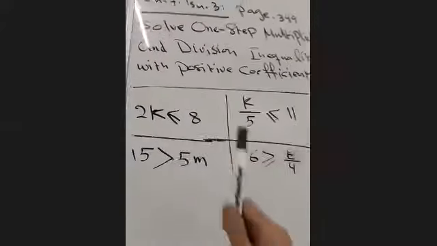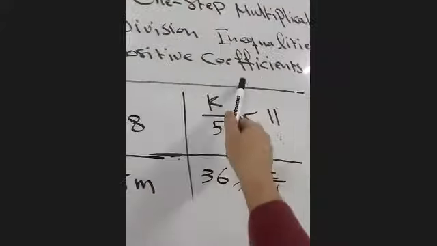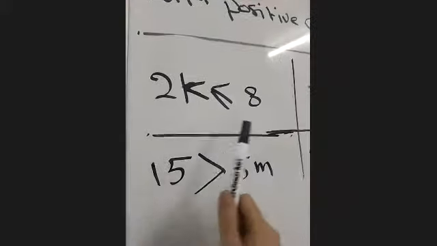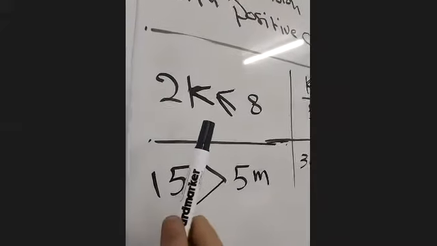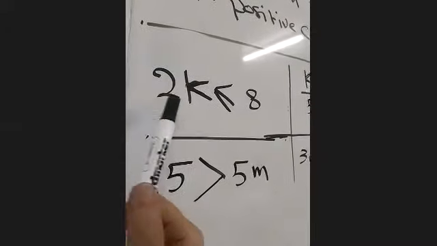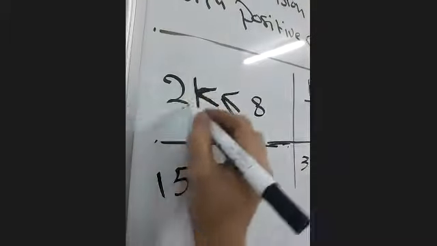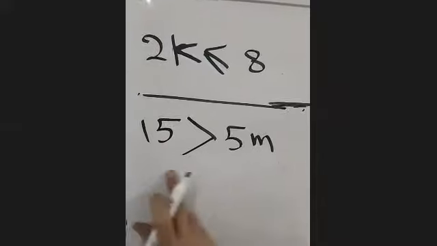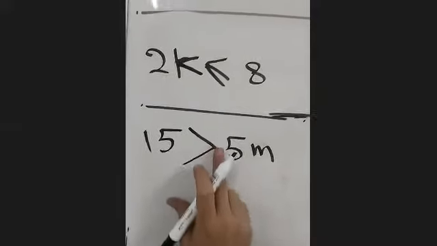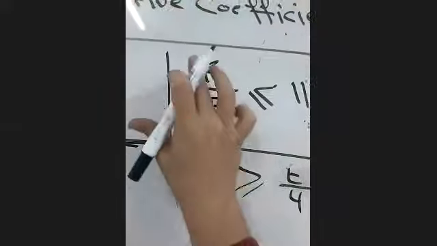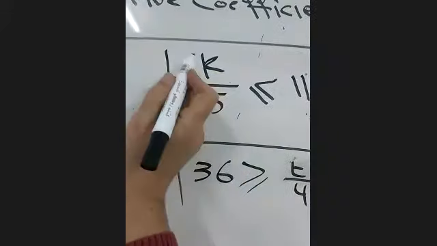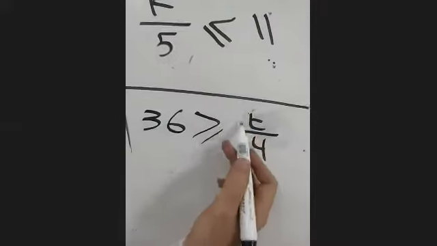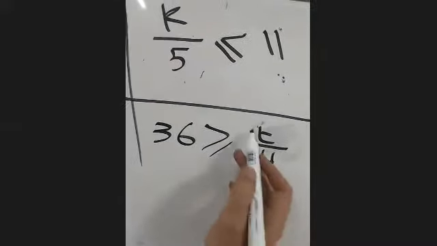Now, what's the meaning of positive coefficients? Here, what's the coefficient, guys? It is the number which is multiplied by the variable. And here it is 2. So the 2 is the coefficient, and it is positive. Here, the coefficient is 5, and it's positive. Here, it is 1 over 5, and they are positive. Here, 1 over 4, and they are positive.